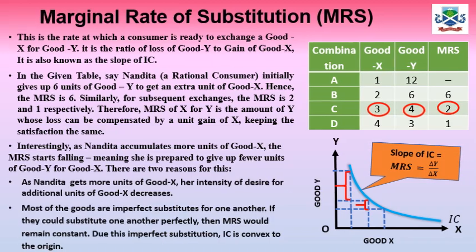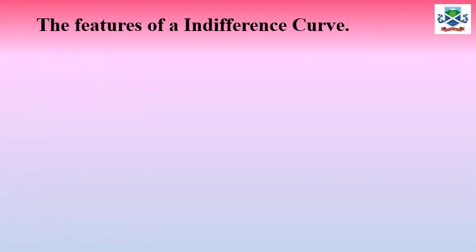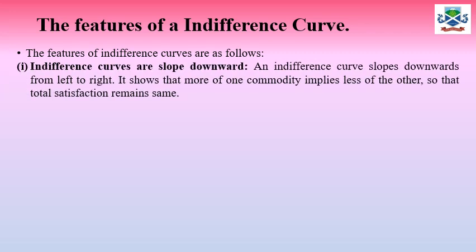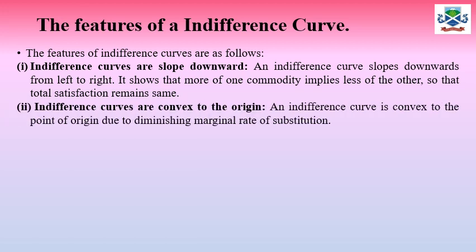Now we'll move to the features of the indifference curve. First one, the indifference curve slopes downwards. As we saw, different indifference curves slope downwards, because it shows that more of one commodity implies less of the other, so that the total satisfaction remains the same. The indifference curve is convex to the origin due to the diminishing marginal rate of substitution, as we discussed in the previous slides.